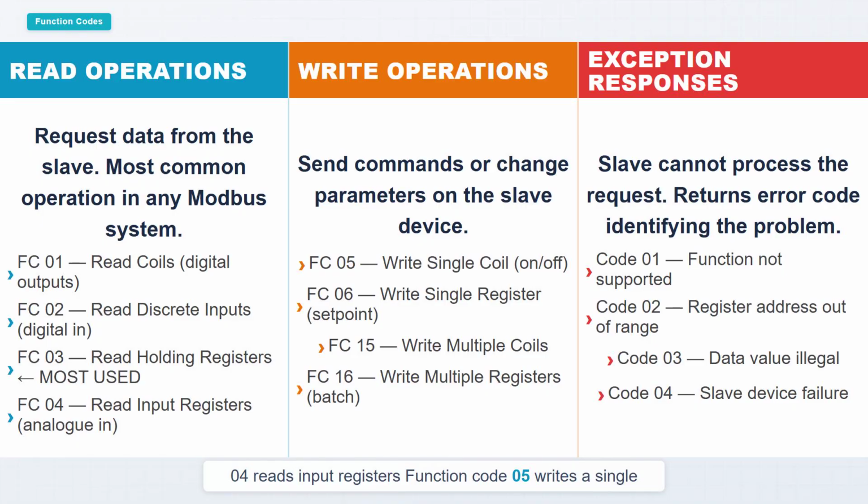Function code 05 writes a single coil, turns a digital output on or off. Function code 06 writes a single holding register, changes a set point or parameter. Function code 16 writes multiple holding registers at once, efficient for changing several parameters together. When a slave cannot process a request, it returns an exception response with an error code indicating whether the function is unsupported, the address is out of range, or the value is illegal.